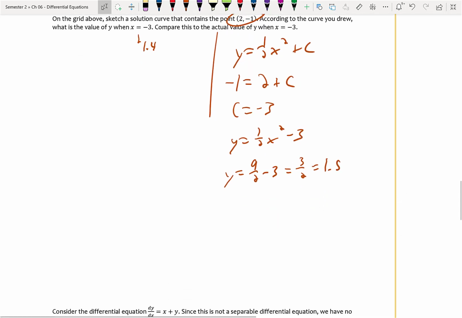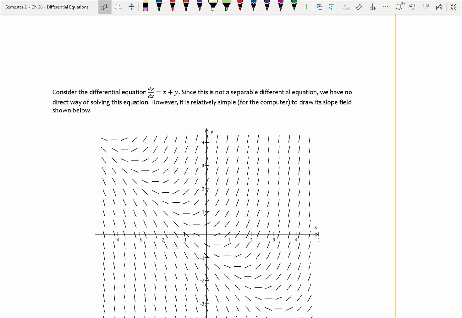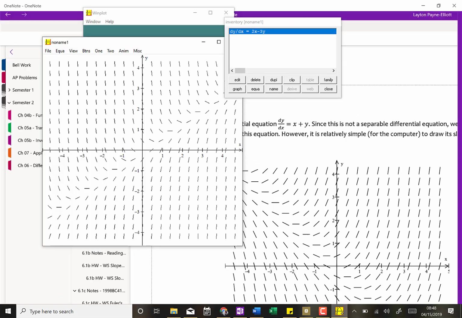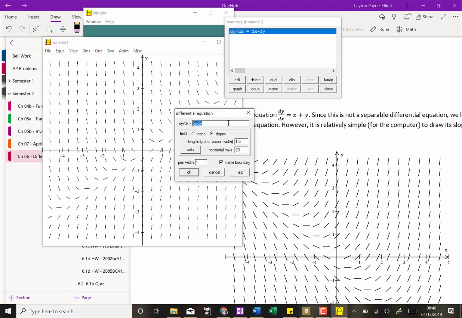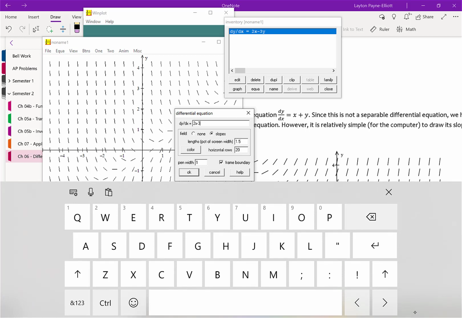Okay. Now, I want you guys to see what this looks like when it's not separable. So I'm going to take one that's very similar to the one we did before, but it's a little bit of an easier one. dy/dx is equal to x plus y. Again, I'm going to swing over to this thing, and we're going to edit this and make this be x plus y as well.